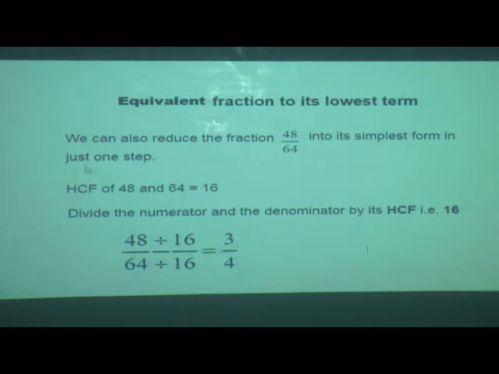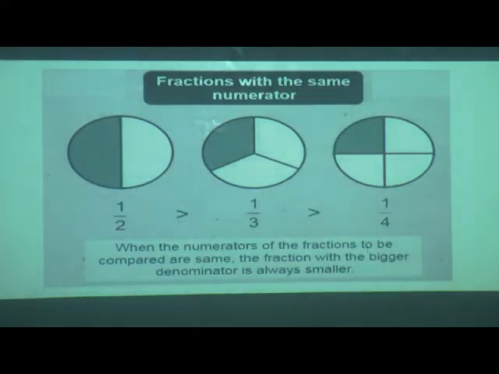So in this way, we had seen equivalent fractions with multiplication, and today we saw another method, which is nothing but division. Now, fractions with the same numerator. Always the denominator should be equal or very similar. Fractions with the same numerator, that is, we have 1, 1, 1 in the numerator. Here we will learn by a figure how we can do it.